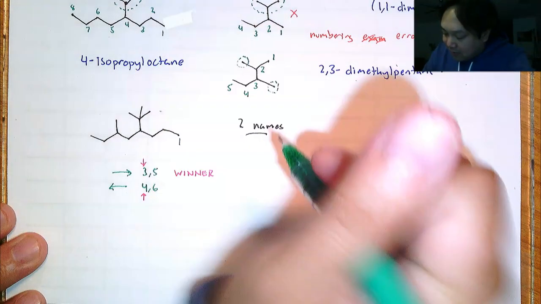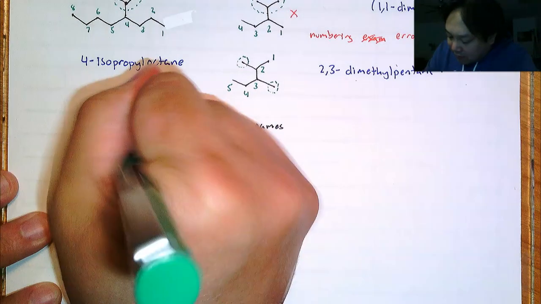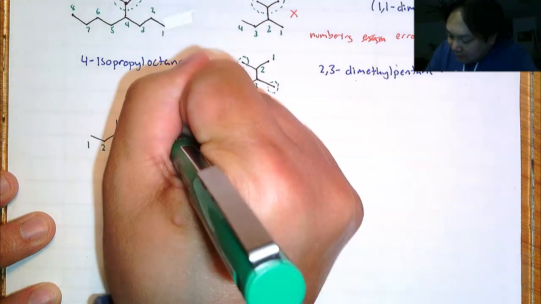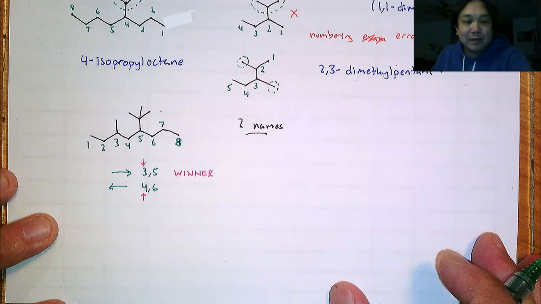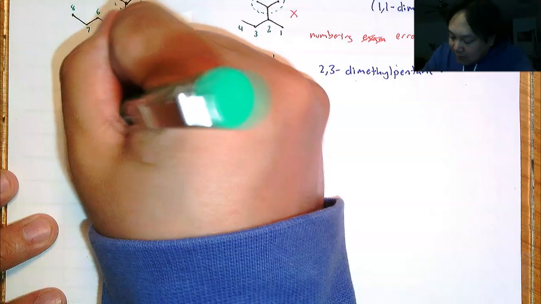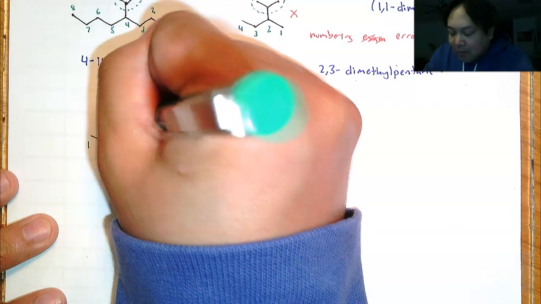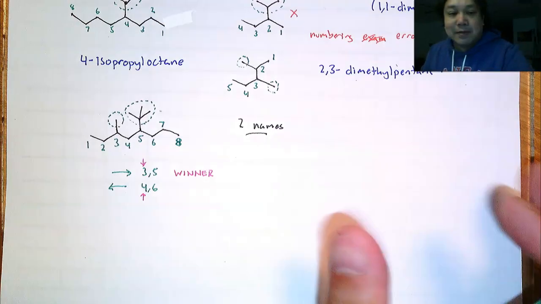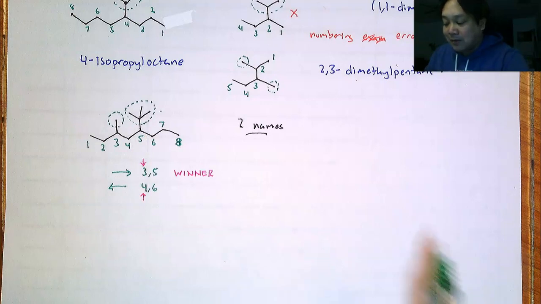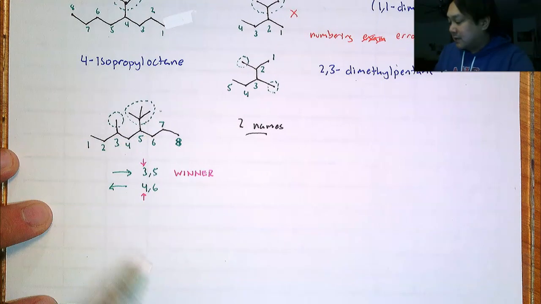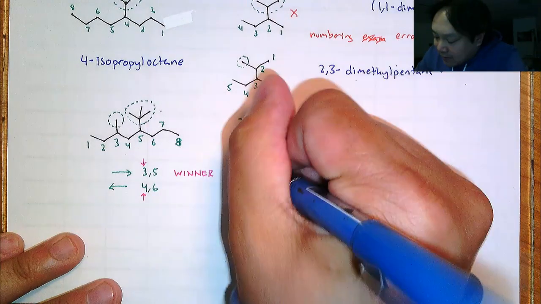One. I already messed up. 1, 2, 3, 4, 5, 6, 7, 8. Octane. With nomenclature, I'm always worried that there's so many places to make a mistake that I don't skip any of these tips when I name molecules. So I circle the substituents. We have a methyl and tert-butyl. Let's go with the common first.